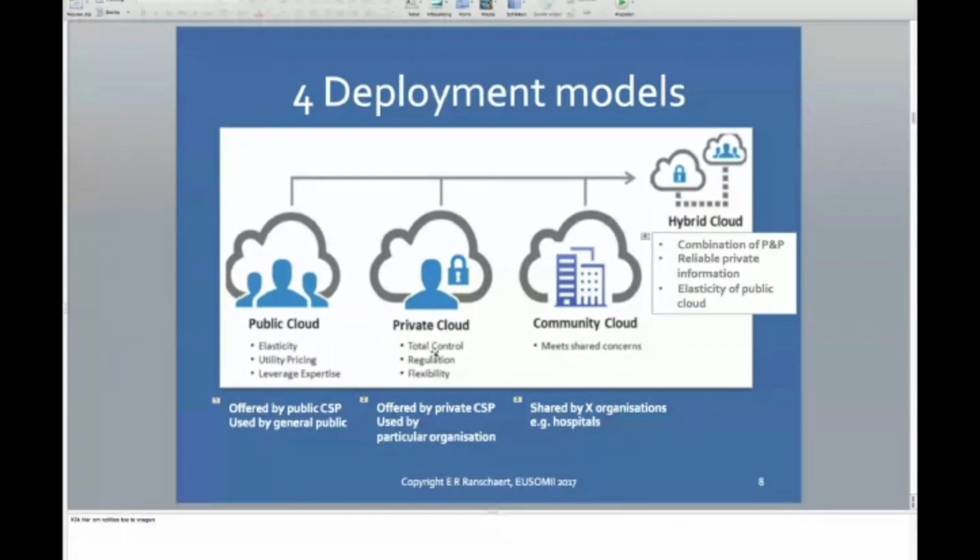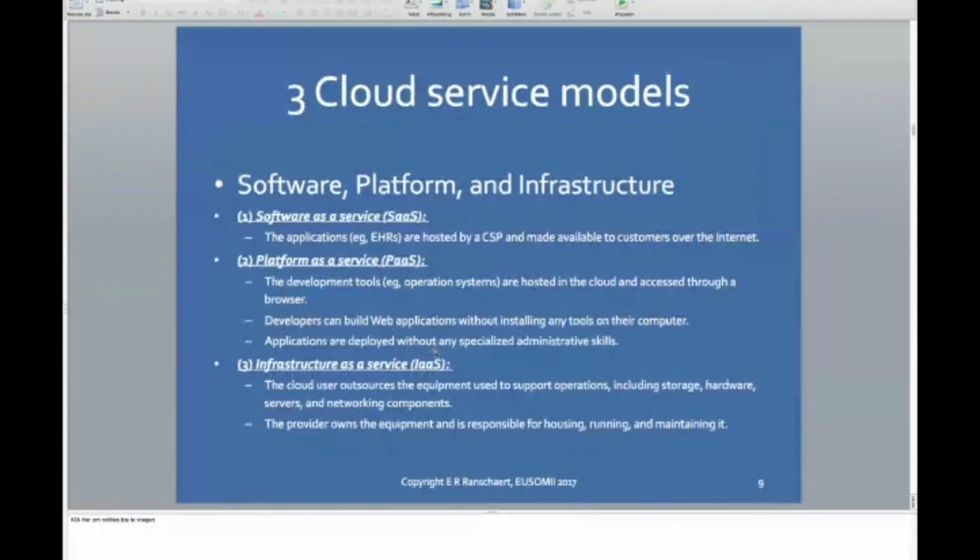Then we have the community cloud, which is a group of organizations or a group of hospitals, for example, that are using it as a collective network or organization. And then the fourth one is the hybrid cloud, which is a combination of public and private. So part of the cloud could be for public use, and another part could be only for private use, which means that the access is protected. I will give you an example later.